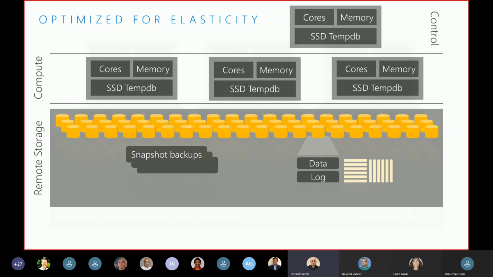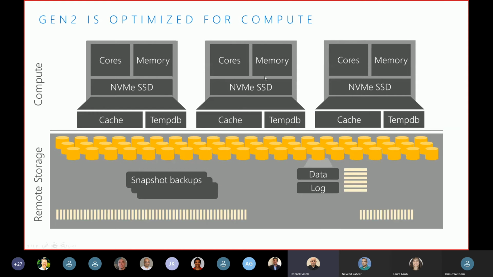But then we get into that Gen 2, where we have the non-volatile memory, the SSD within the compute nodes, as well as that caching layer that allows us to take frequently used columnar data and then move it to the compute node for quicker data retrieval.